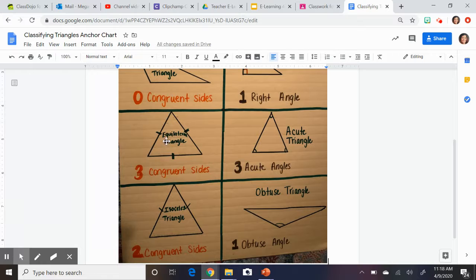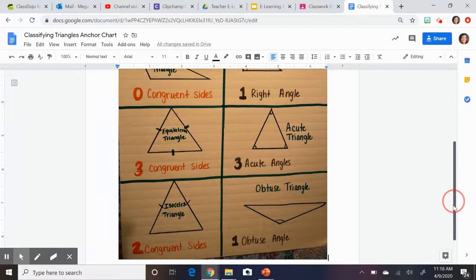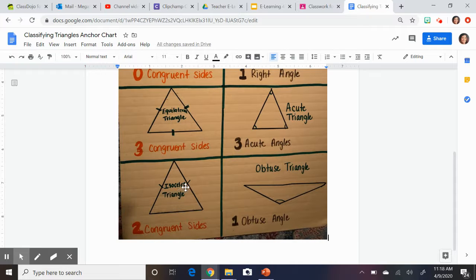Look at the middle triangle. This triangle has 3 congruent sides. That means all 3 of these sides are the exact same length. That is called an equilateral triangle. Okay? And then the last triangle by sides has 2 congruent sides, so only 2 of the sides are the same length. This is an isosceles triangle, okay?